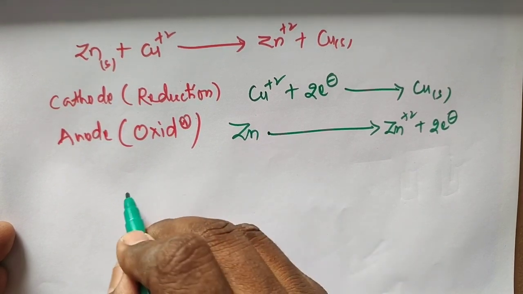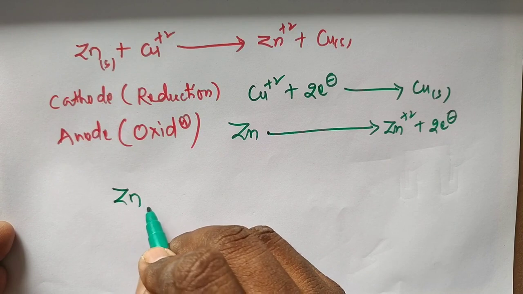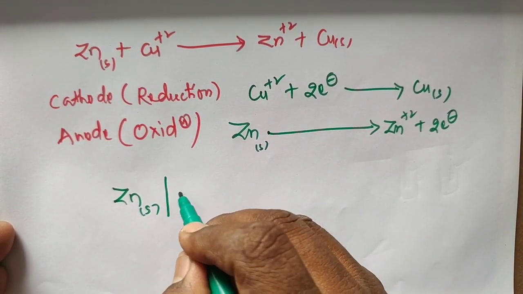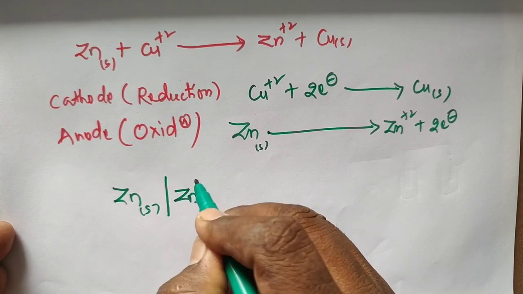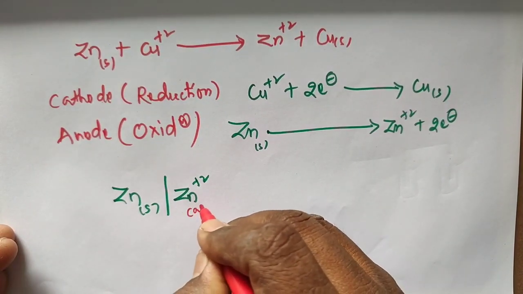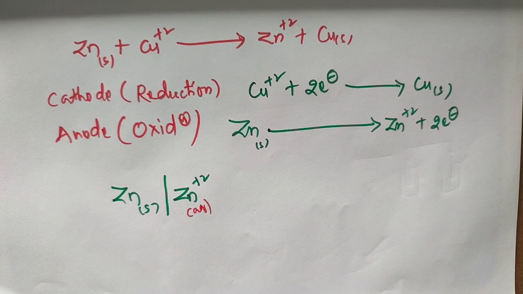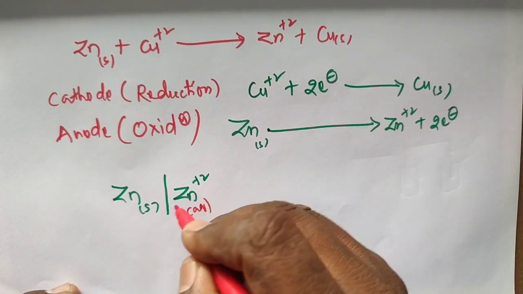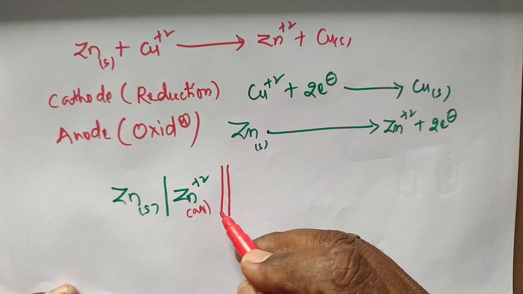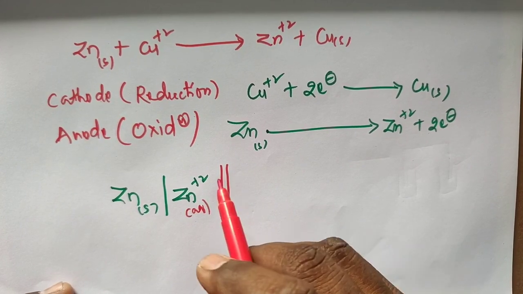Which one is the anode in this? Zinc, Zn. This is a Zn solid-state electrode and its electrolyte solution, Zn plus 2 in aqueous condition. This is one of the half cells, and we indicate these two lines. What is the meaning of these two lines? This is a salt bridge.